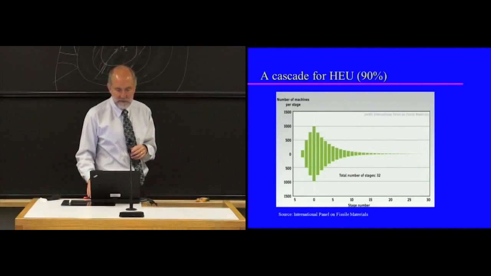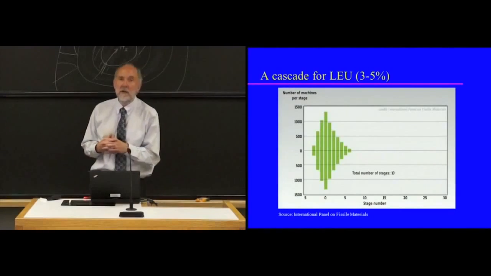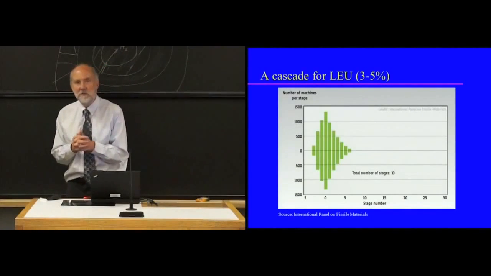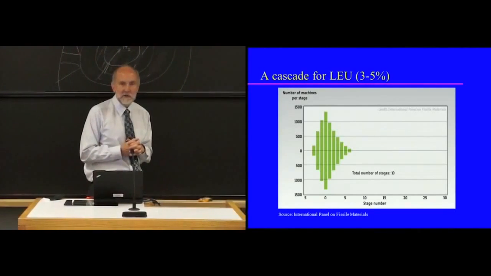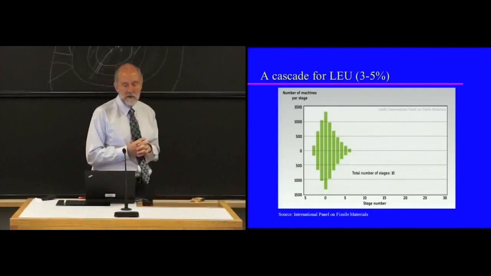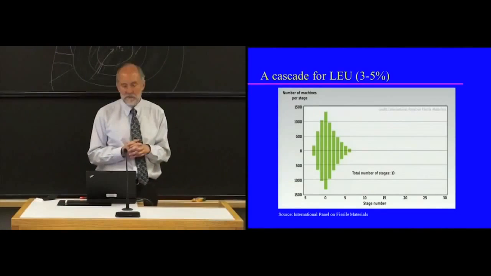the cascade. Now, if you weren't going to enrich it as much, if you only wanted to produce low enriched uranium, you wouldn't need as many stages in your cascade.